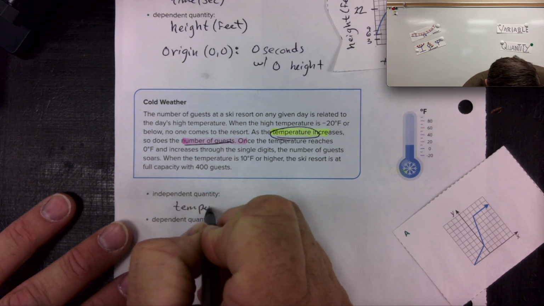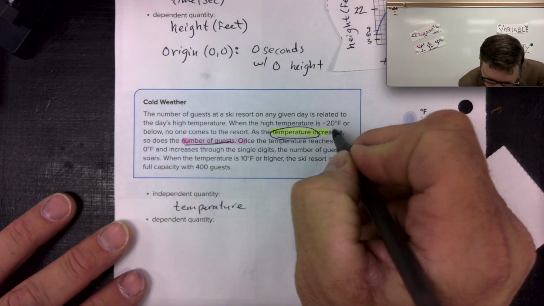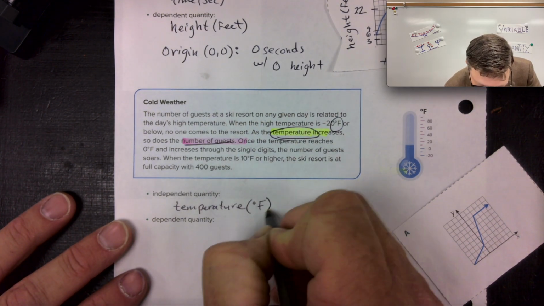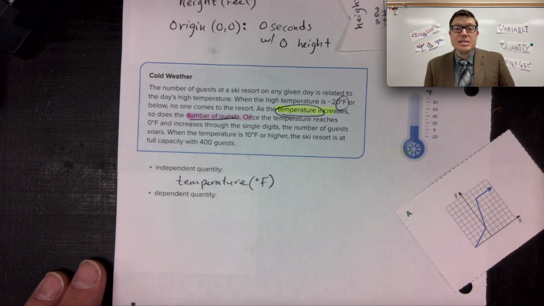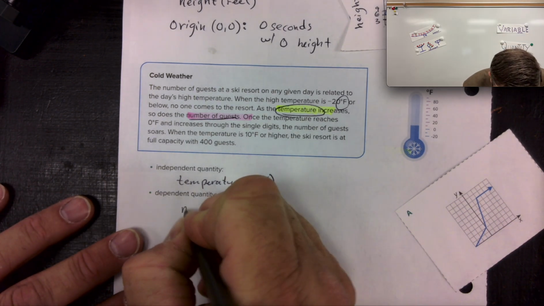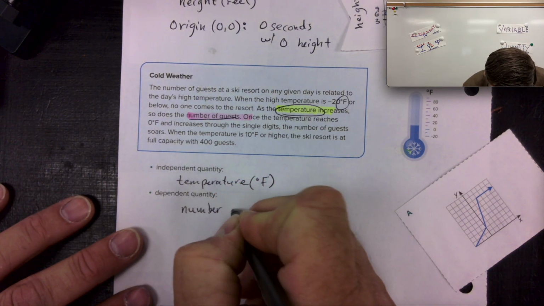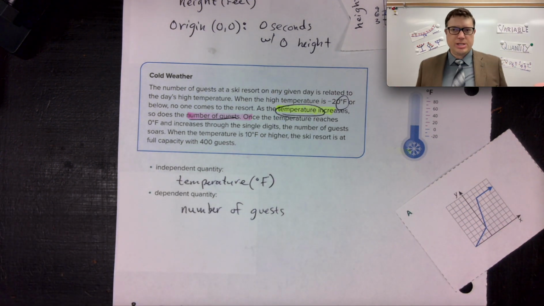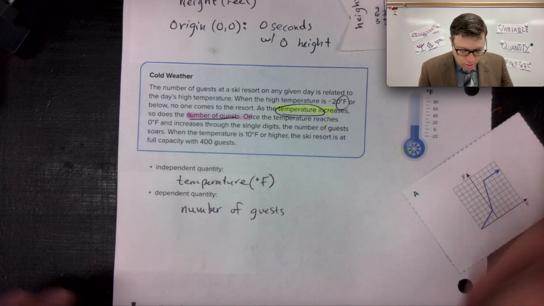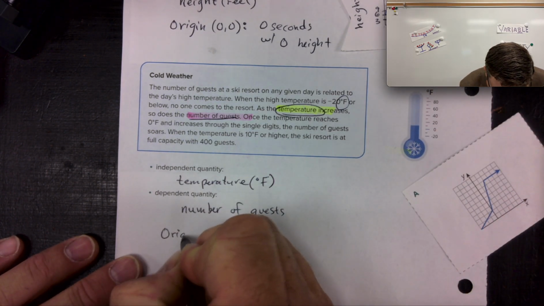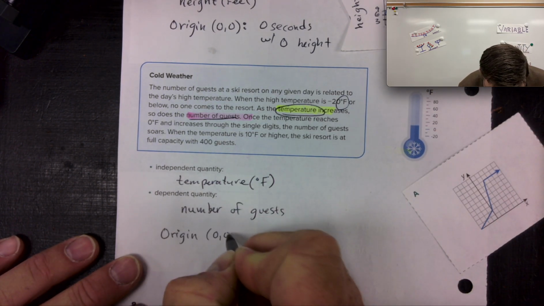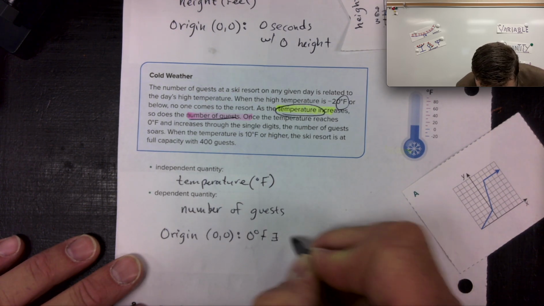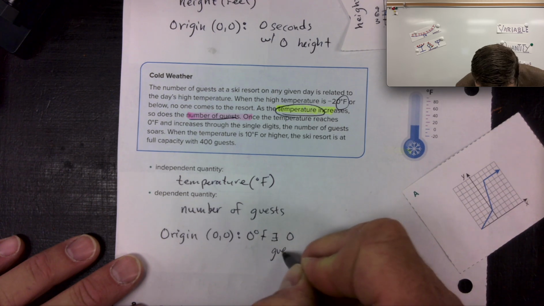Temperature. I also notice that's F. So temperature measured in degrees Fahrenheit. And the dependent quantity, the number of guests. And that's just a count. That's just how many guests there are. So origin, since I'm right here and I'll write it down anyway, origin as in 0, 0 means for 0 degrees Fahrenheit, there's 0 guests.